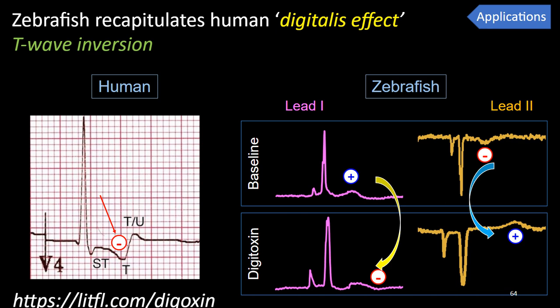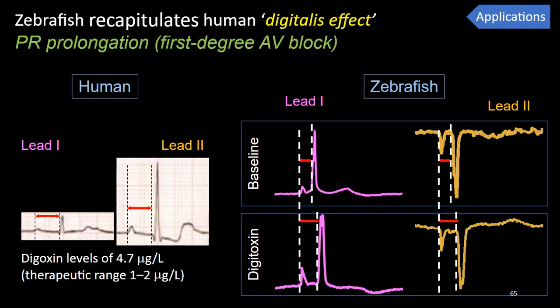The second human DIG effect is T-wave inversion. Again, fish lead 1 faithfully recapitulates this hallmark human DIG effect, showing T-wave inversion from positive to negative, but lead 2 registers T-wave inversion in mirror image from negative to positive instead. The third human DIG effect is PR prolongation, causing first-degree heart block, which is most consistently recapitulated by both leads.